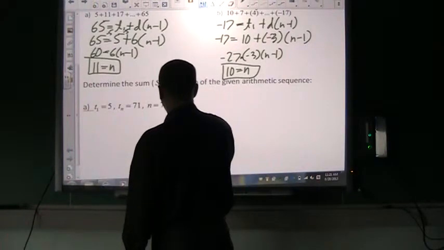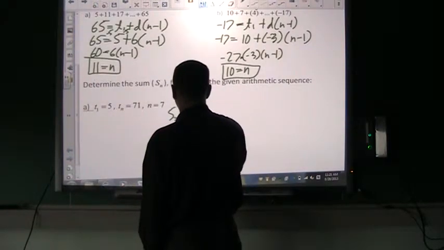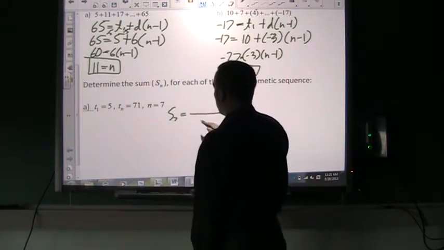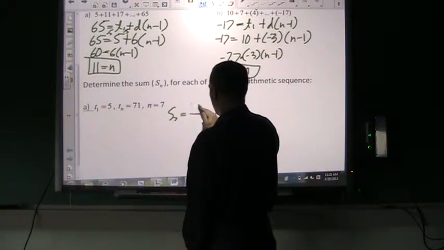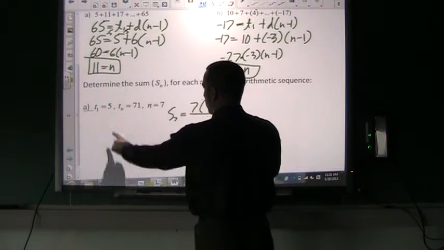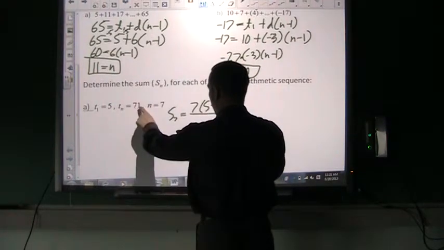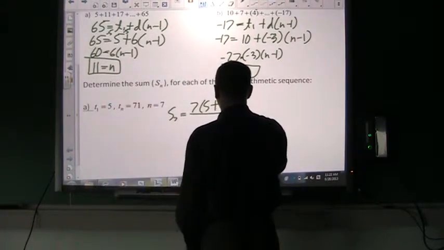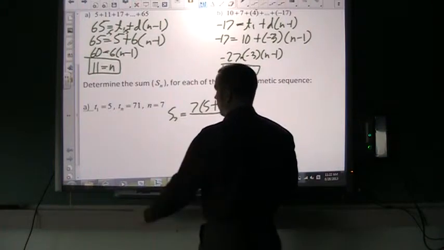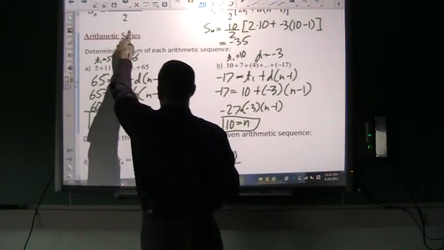So I can say the sum of my 7 terms here is equal to the number of terms, which is 7, times T1, which is 5, plus my last term, which is 71, all divided by, right up here, 2.